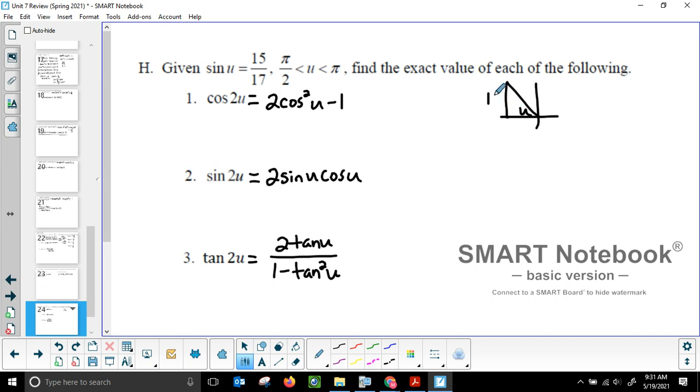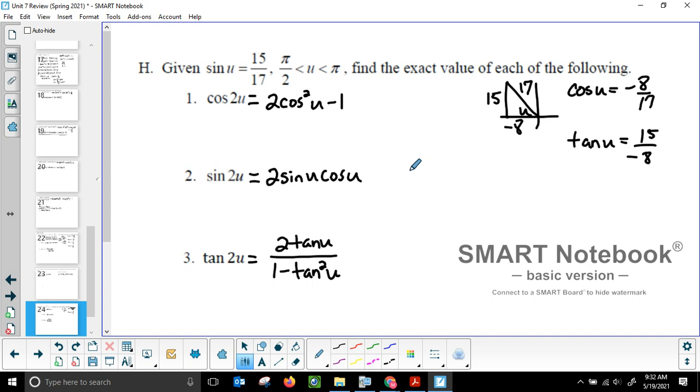All right, sine is opposite over hypotenuse. All right, so this should be 8, correct? Anybody who's already done it? And of course, it'll be negative because we're going to the left. All right, so cosine of u is equal to adjacent over hypotenuse, so negative 8 over 17. And tangent of u is equal to opposite over adjacent, so negative 15 over 8.